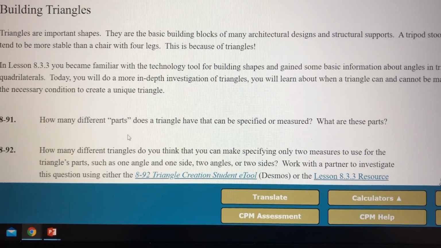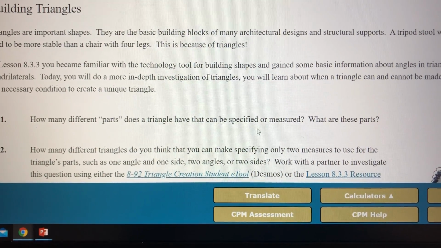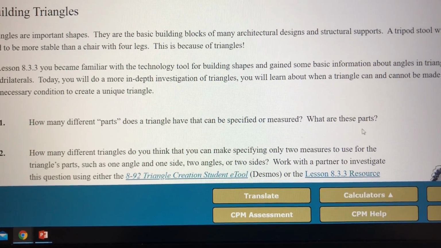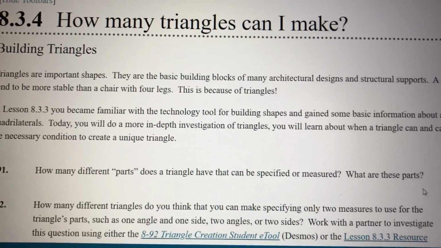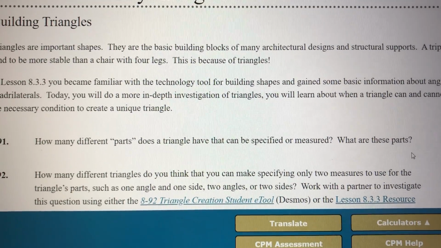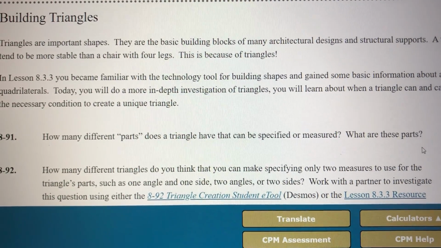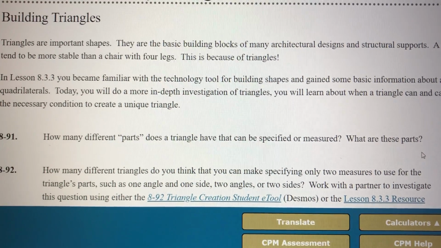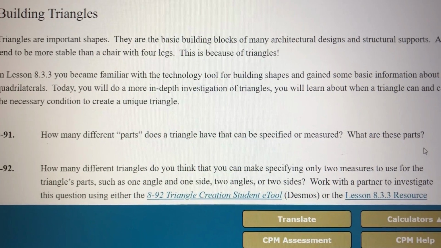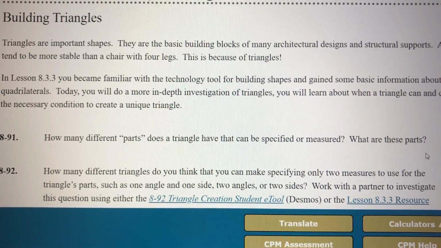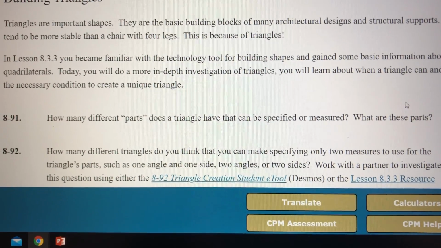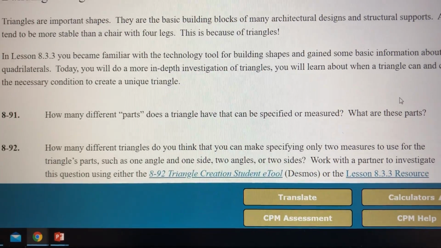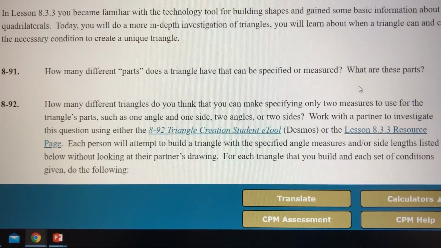It says, how many different parts does a triangle have that can be specified or measured? What are these parts? Well, I was thinking to myself, a triangle has 3 sides and 3 angles. I also put that the 3 angles have to add up to equal 180, but you don't have to put that. So the 3 angles and the 3 sides are the parts of a triangle. Pretty simple for that first one.